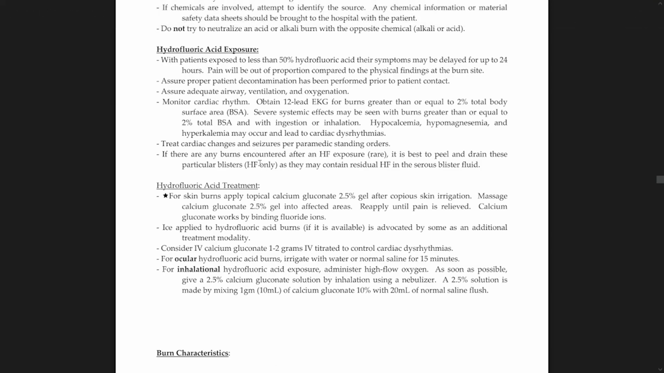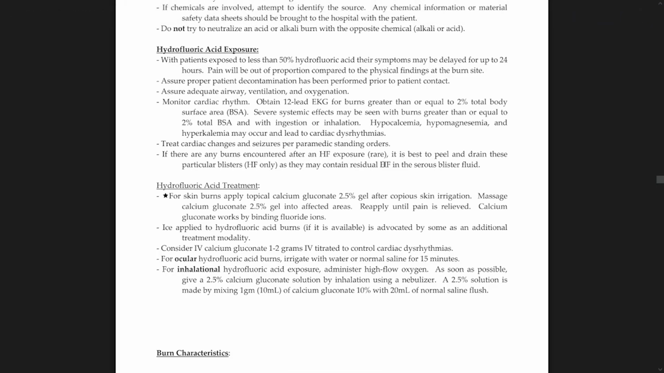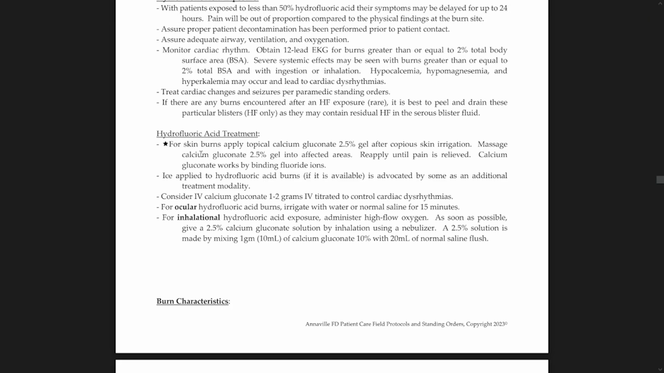If there are any burns encountered after an HF, or hydrofluoric acid, exposure, which is rare, it is best to peel and drain these particular blisters, HF only, as they may contain residual HF in their blister fluid. For skin burns, apply topical calcium gluconate 2.5% gel after copious skin irrigation. Massage calcium gluconate 2.5% gel into the affected areas. Reapply until pain is relieved. Calcium gluconate works by binding fluoride ions.